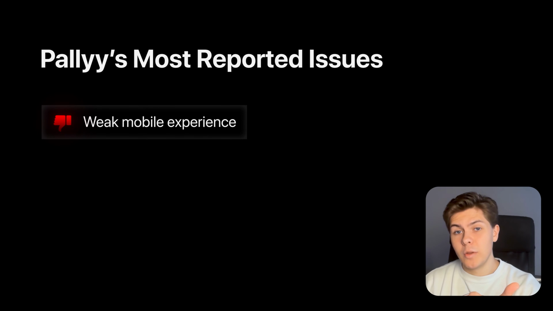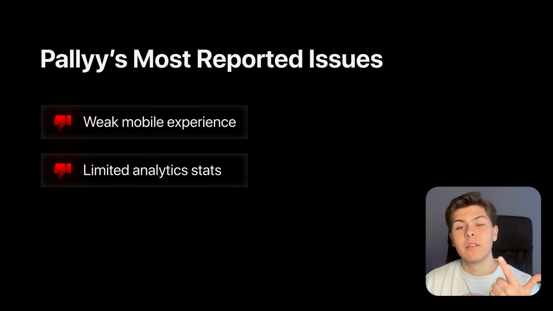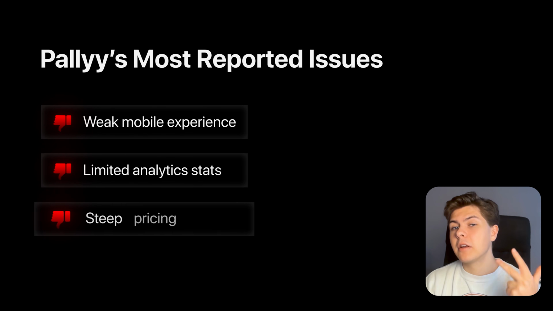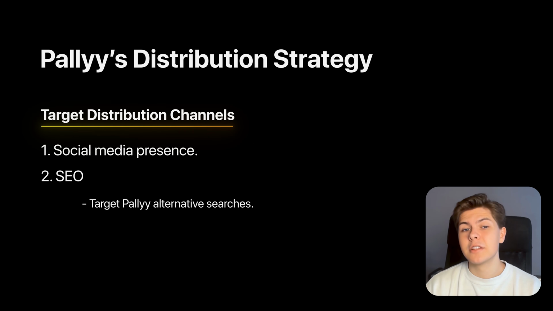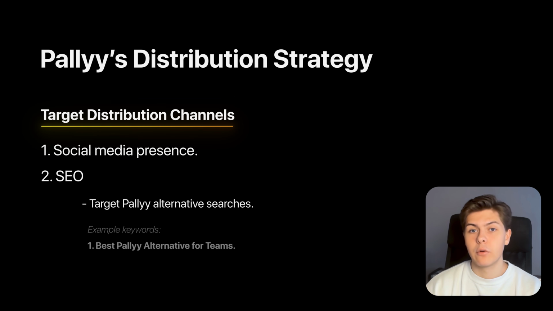The mobile experience is weak, the analytics depth is limited compared to enterprise tools, and the pricing jump between tiers feels steep for small agencies who need the team features but do not need the full agency plan. And those three complaints are three SEO content opportunities. So we can take advantage of this by creating a page titled something like Best Pally Alternative for Teams that speaks directly to small agencies who need collaboration features without high costs.